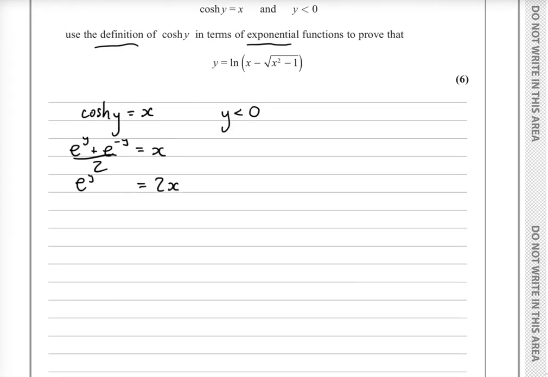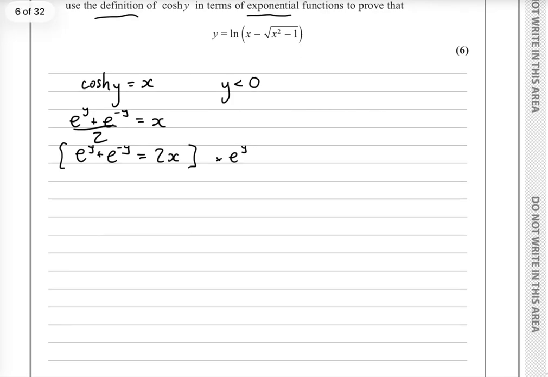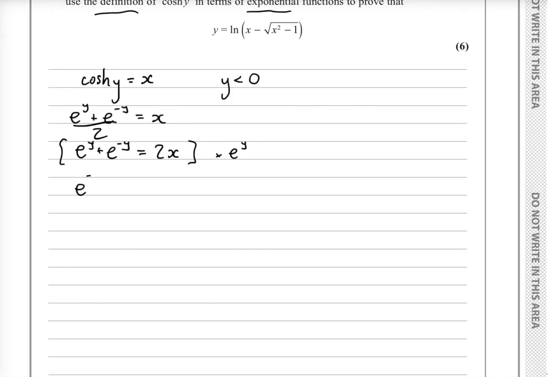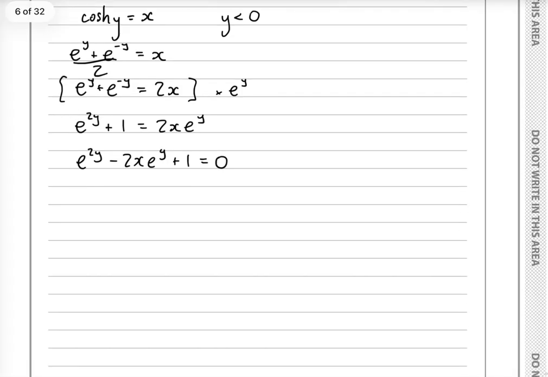e to the y plus e to the minus y, multiply the whole thing by e to the y, and that will give us a quadratic in e to the y. This becomes e to the 2y, or e to the y squared. This becomes a 1, and this becomes 2x e to the y. Bringing that term over here on the left, minus 2x e to the y plus 1 equals 0, and then we can apply the quadratic formula.